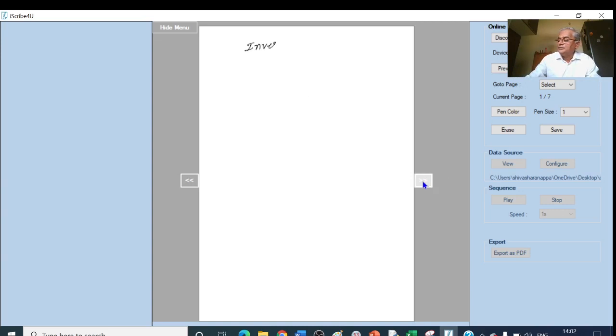Inverse element. See, if we have this operation plus, our usual addition, with respect to this plus we have 0 as the identity element. Okay, 0 is the identity element.